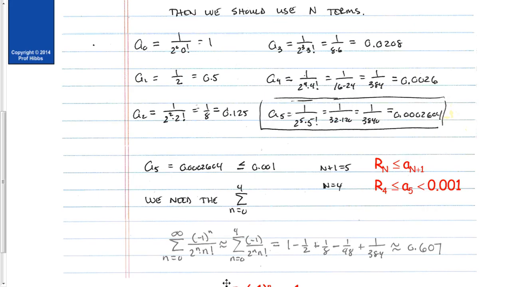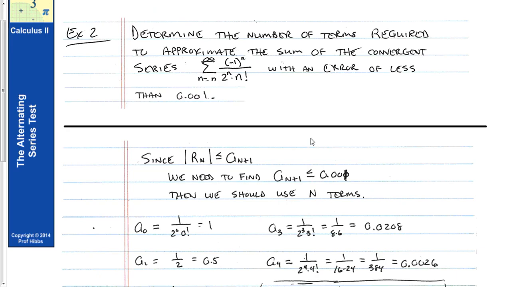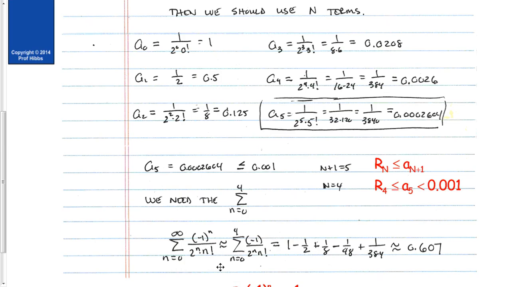Well, okay, then remember what we were actually trying to do. Let me scroll clear back up here. Determine the number of terms required to approximate the sum of the convergent series with an error of less than 0.001. Well, actually the number of terms, because I have to go to 4, the number of terms is actually 5, because we're starting at 0. But 1, 2, 3, 4, 5, 0 to 4, and that's what we found.